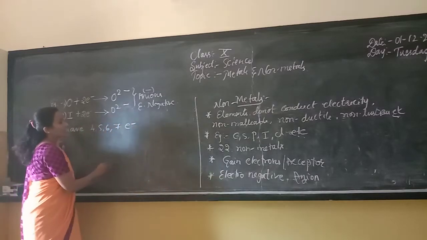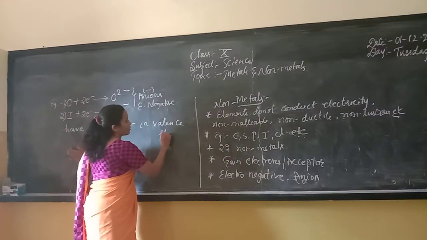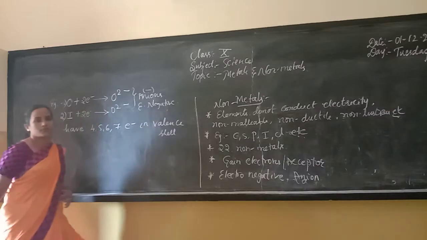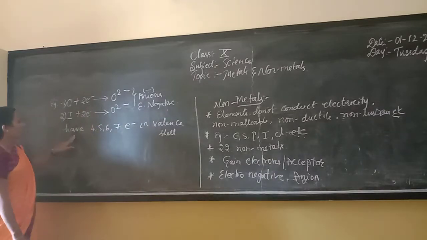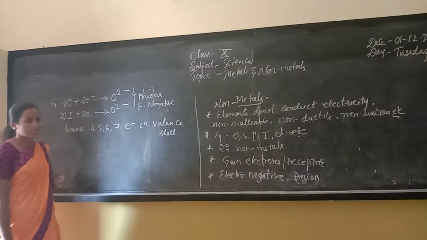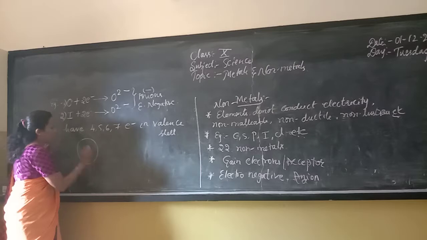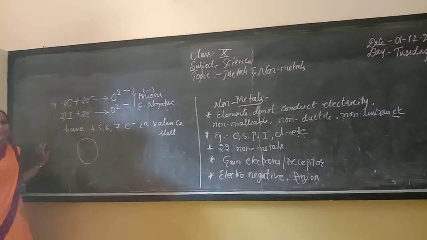And if you look at the valence shell, non-metals have 4, 5, 6, 7 electrons in their valence shell. In its valence shell. Understood? So it has 4, 5, 6, 7 electrons in its valence shell. Valence shell, as I told you, is the outermost shell.